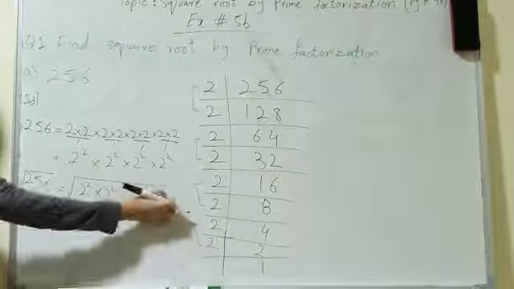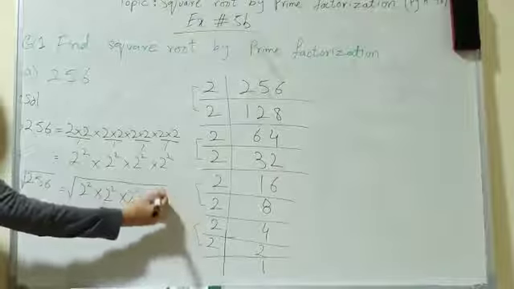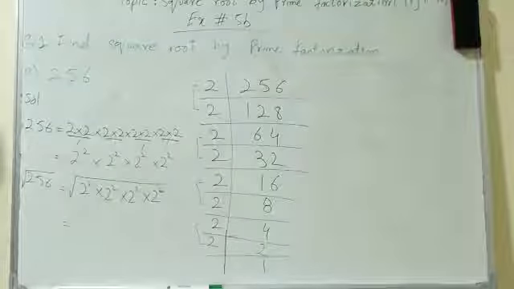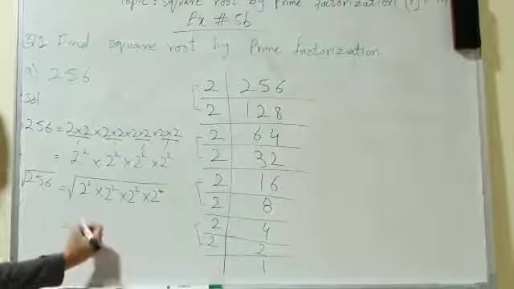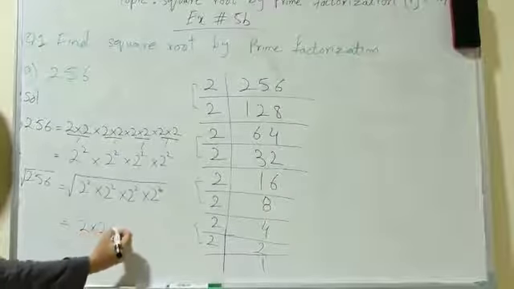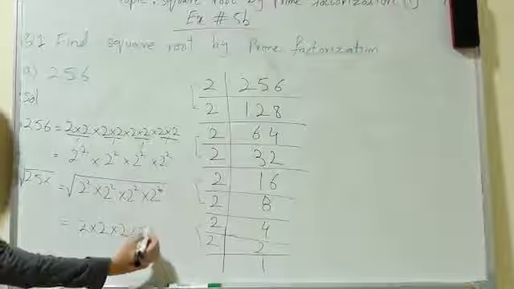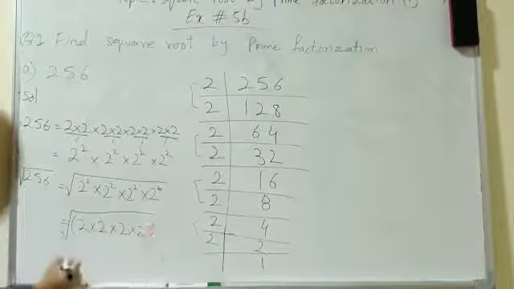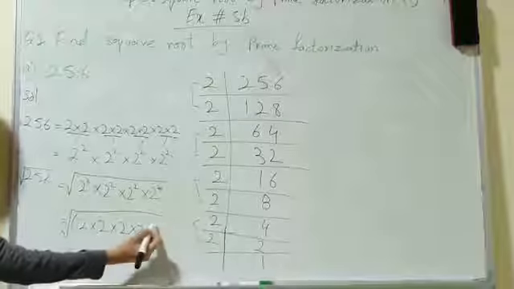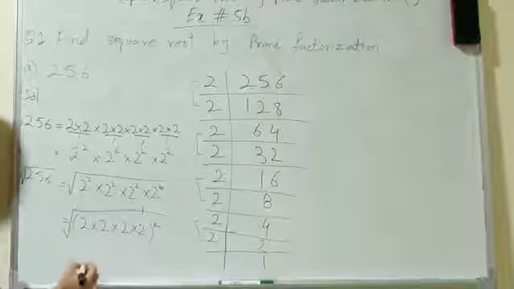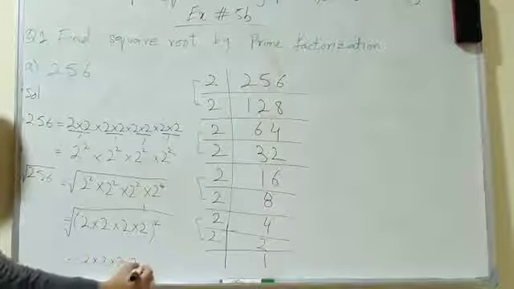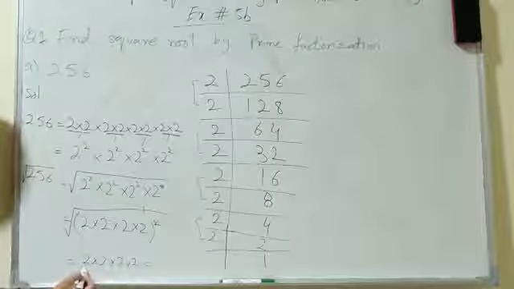Now as all the factors have power 2 and the value for the square root is 1 by 2, which means we are going to divide the power of each base by 2. So it will be like this, and we can cancel this square by the square root. So we will be left with 2 multiplied by 2 multiplied by 2 multiplied by 2, that is 16.